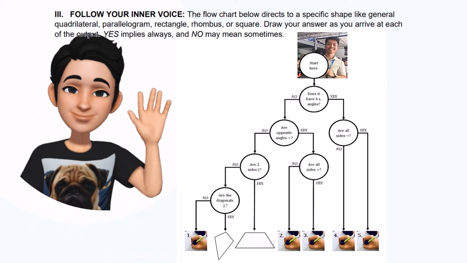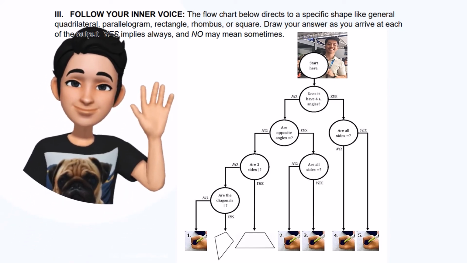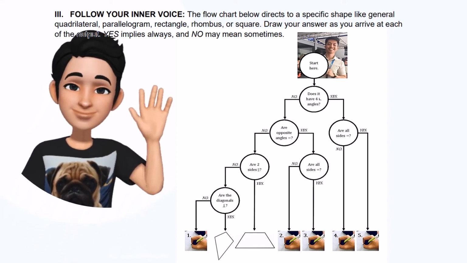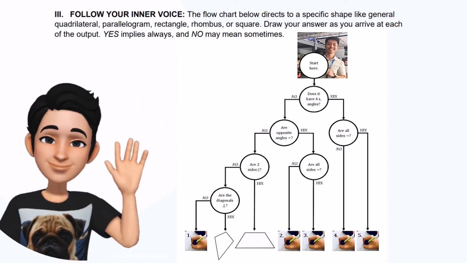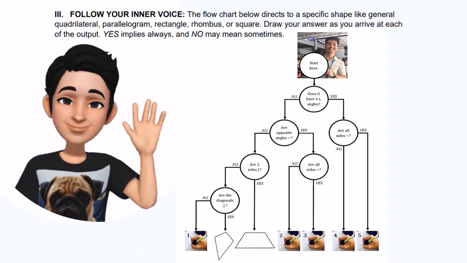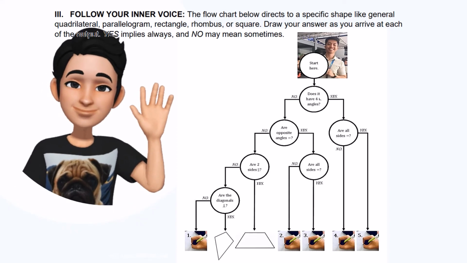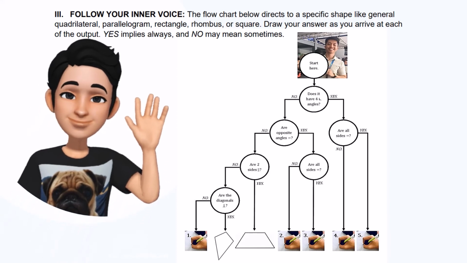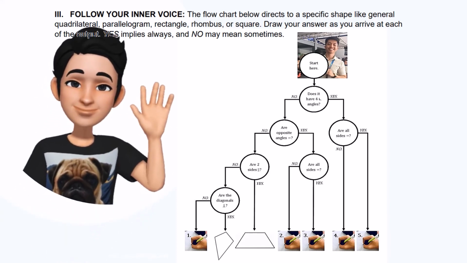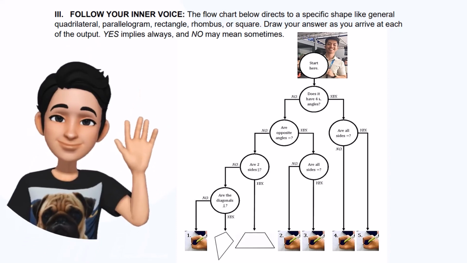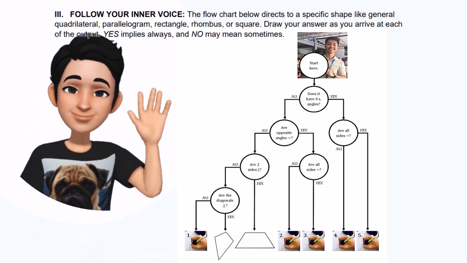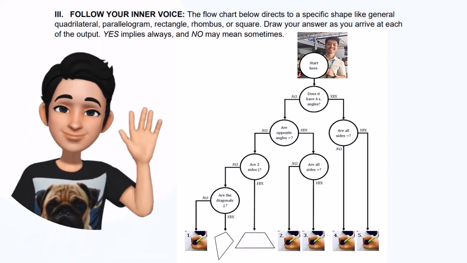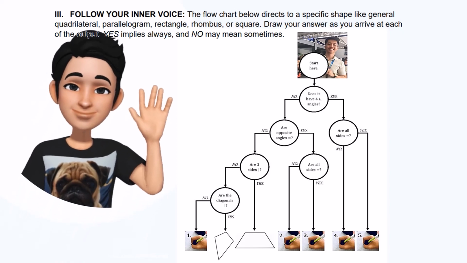Now, in activity number 3, follow your inner voice. Start thinking from the top of the flowchart. That will direct you to a specific shape. But first, you need to correctly imagine the figure. Feel it so you could arrive at the correct figure. Your answer here is a drawing, so you will draw. Now, you may refer to your learning activity sheet on page 6 if you find the statement hard to read. And you may pause the video if you like to answer this now, but I'll be transitioning to the next presentation where each item will be answered.